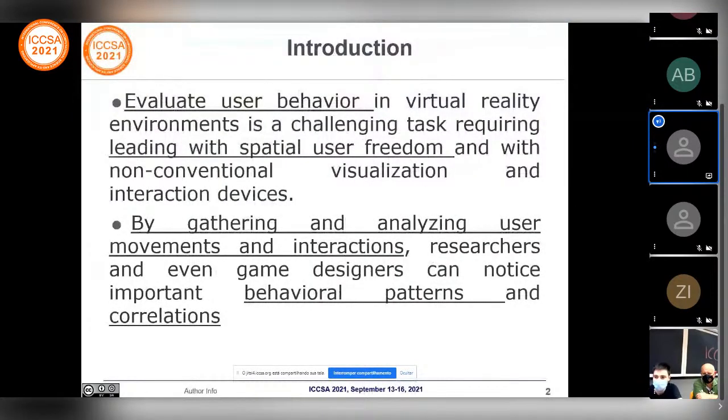User behavior analysis evaluates how users move and interact with the virtual reality environment and what obstacles they experience during the navigation, which requires collecting, combining, and analyzing user data. Understanding user behavior in virtual environments is fundamental to scaling up these technologies' use and identifying correlations and patterns in user movements and interactions.